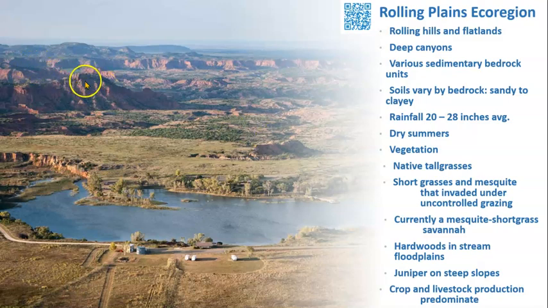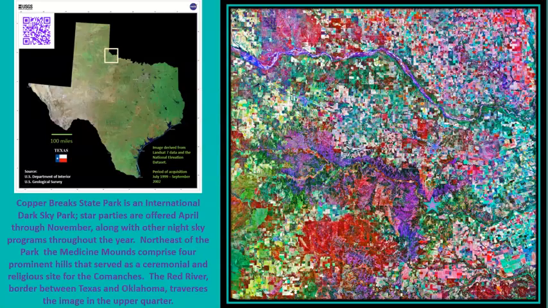As we've crossed the Caprock escarpment, we've entered the rolling plains. Increased rainfall supports even more agriculture and grazing. Overgrazing has degraded grasslands into a mesquite shortgrass savanna. Copper Break State Park is an international dark sky park due to its remote location. The Red River, the border between Texas and Oklahoma, traverses the image in the upper quarter.